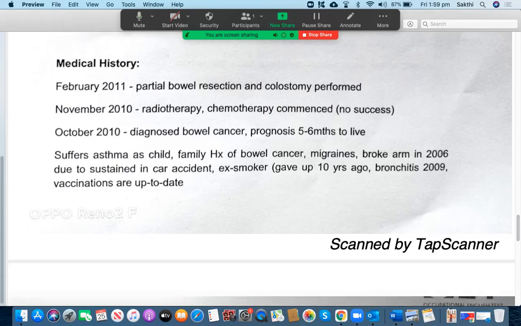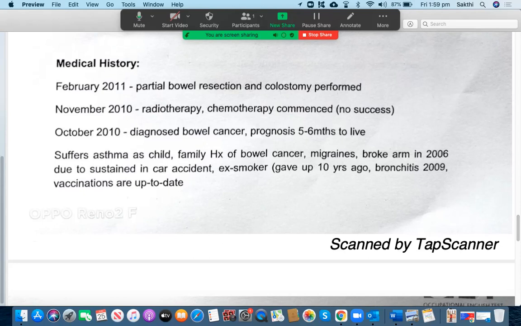Mhm. All right. One thing you need to do is that you can't use, the therapies. You can't use them because radiotherapy is different from chemotherapy. Okay, sorry, chemotherapy. So you should have used, separately, like radiotherapy and chemotherapy, instead of saying radio and chemotherapies. Okay, that's one mistake. I just would like to highlight it. Yep. And then diagnosed bowel cancer, prognosis 5 to 6 months to live.